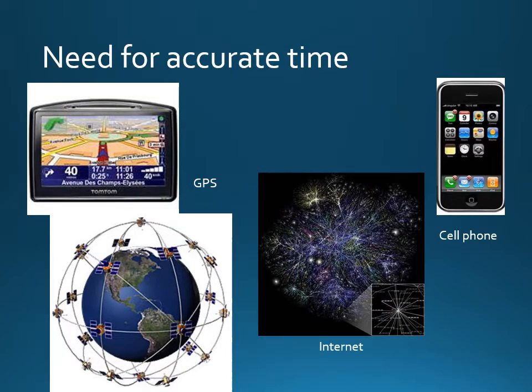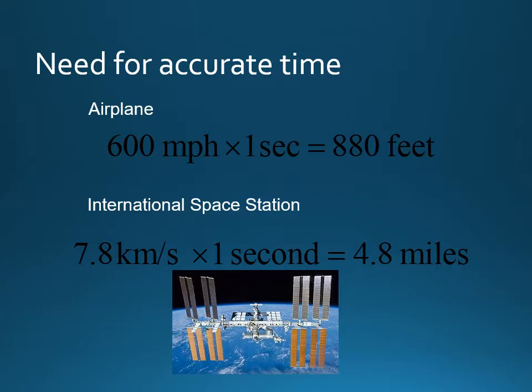These are some of the reasons for accurate time. GPS needs very accurate time for position calculations. The internet and cell phones also require accurate timings. In 1 second, an airplane travels 880 feet. By comparison, the International Space Station travels 4.8 miles.